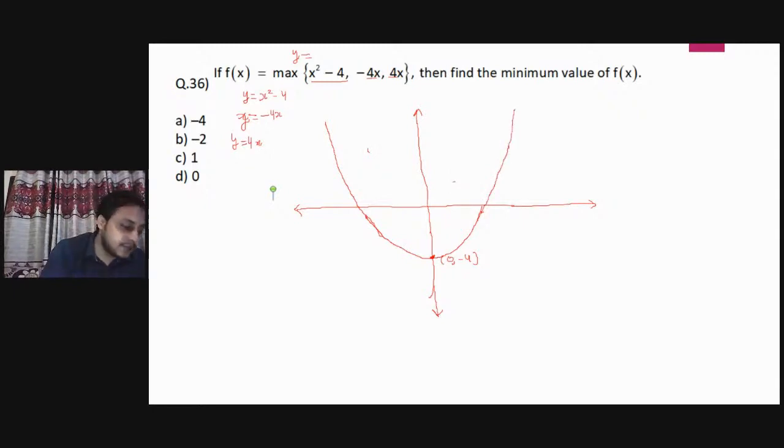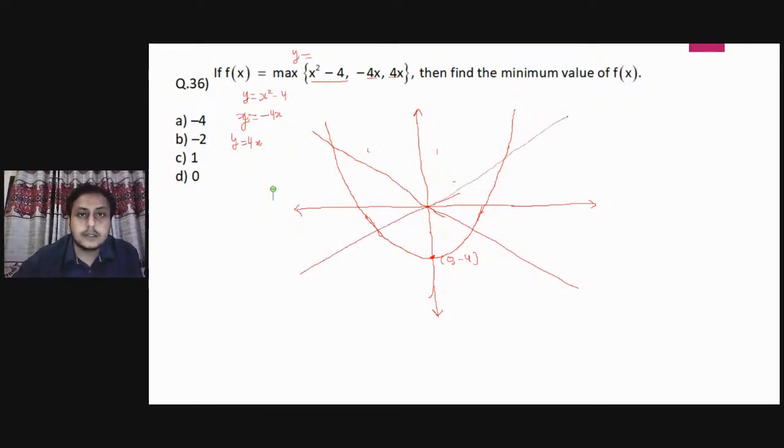So second graph is y equals to minus 4x. And y equals to minus 4x means x equals to 0, y is 0, and this is minus 4. So it should be like this. Now you can draw easily, passing through the origin. And this one, y equals to 4x, it should be like this, right?